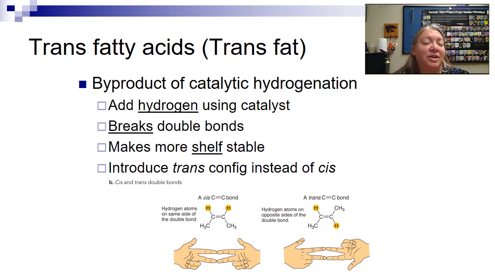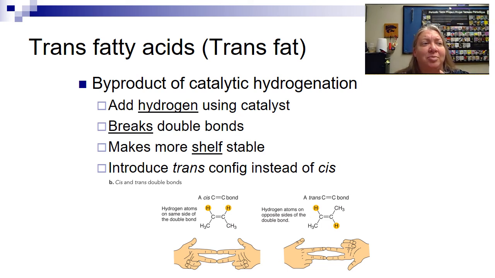So to help get rid of that problem, to make it more shelf stable, what some companies will do is they will go in and hydrogenate. All of those double bonds that you have, they're going to break them and put hydrogen on them. Now, this is going to make it more shelf stable to where it'll last longer. But we have this issue that's going to occur.